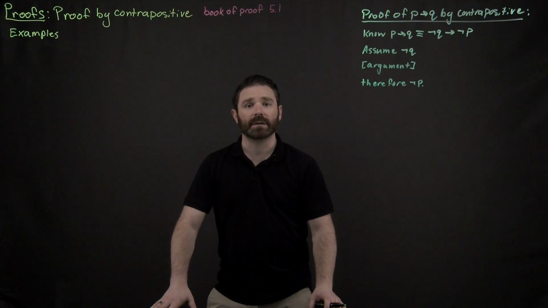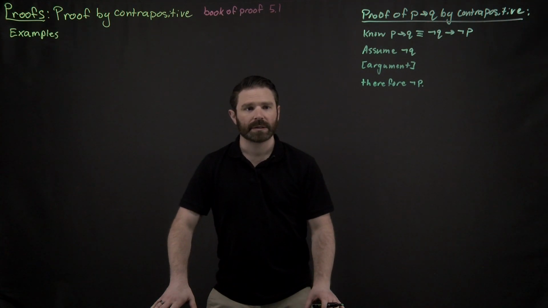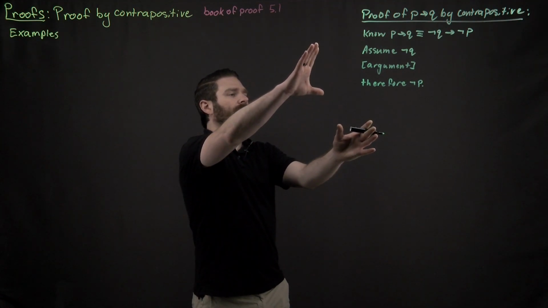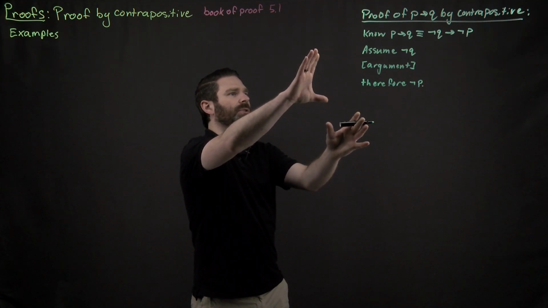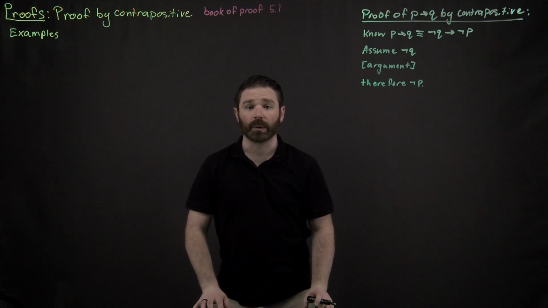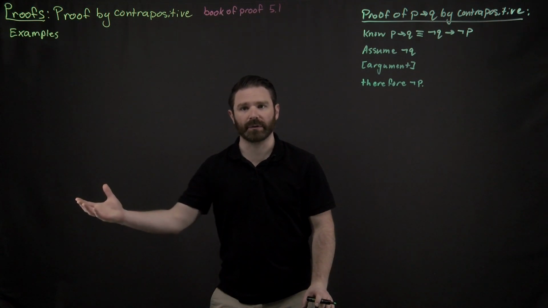So let's go ahead and look at an example of how to do a proof by contrapositive. So I've written up here the basic idea of how to do a proof by contrapositive. And what we're going to do is apply it to actually one of the examples that we've seen previously.